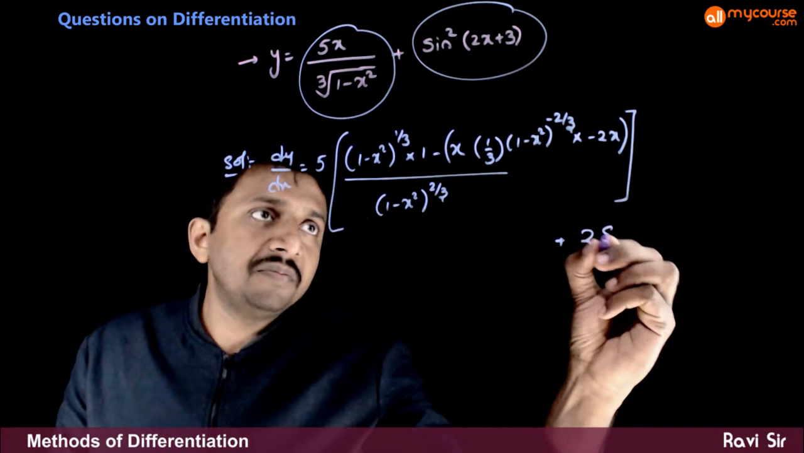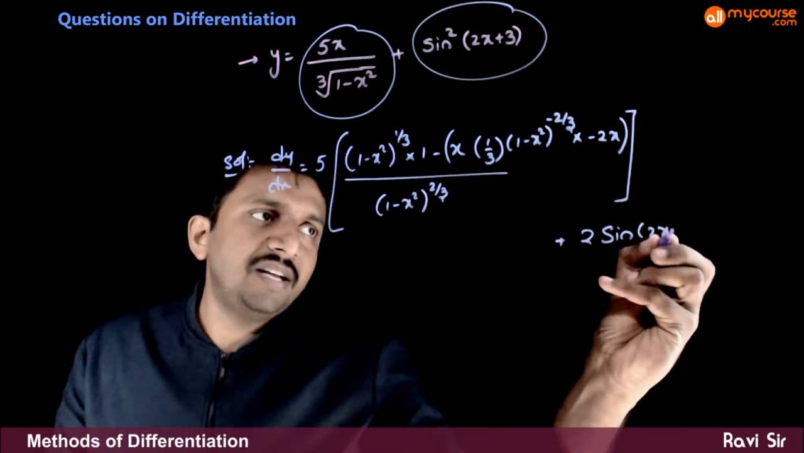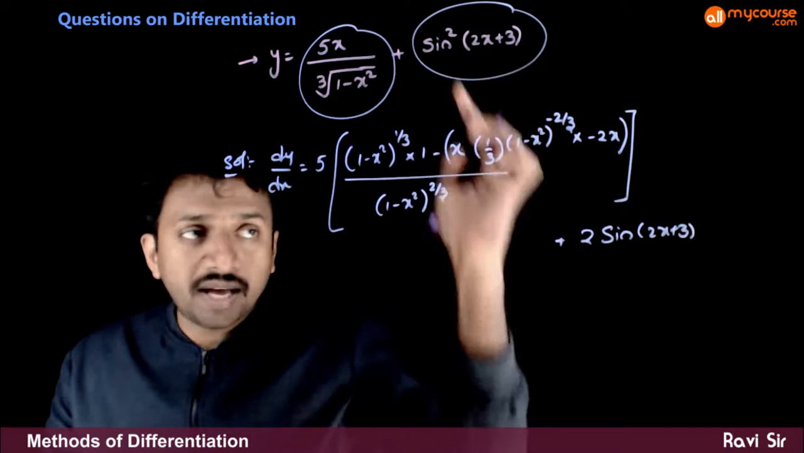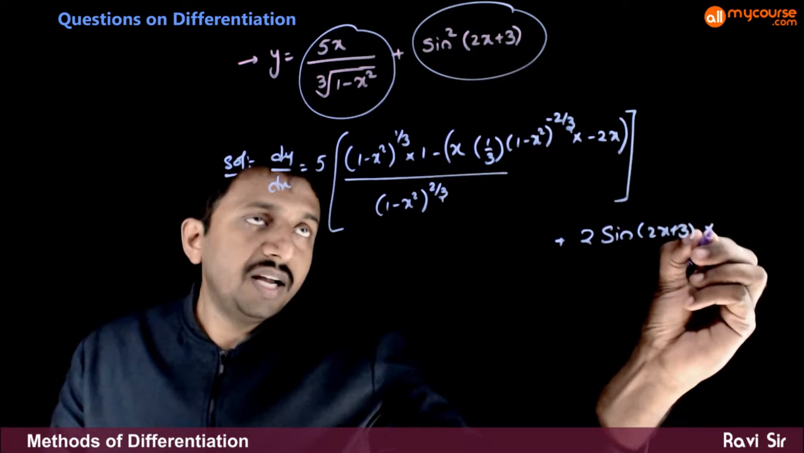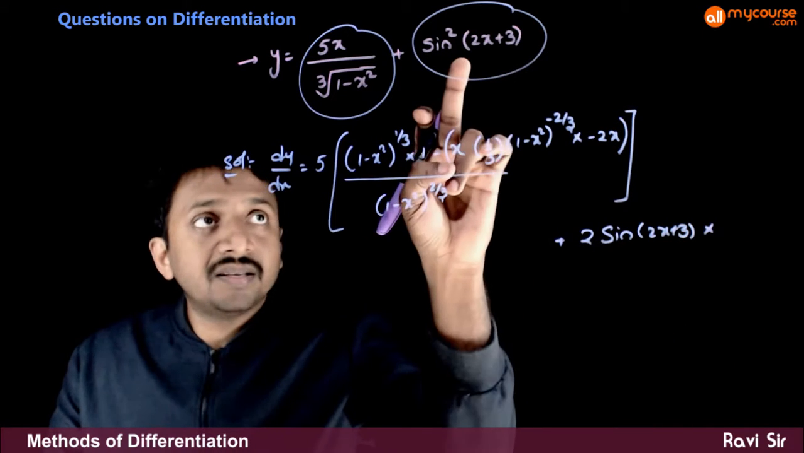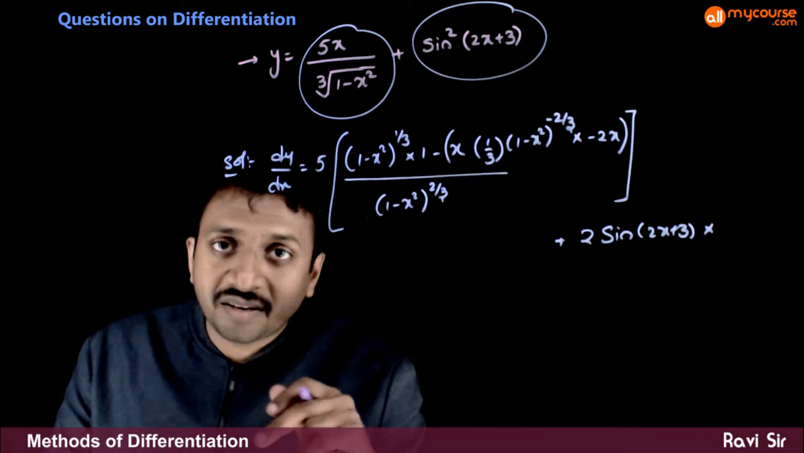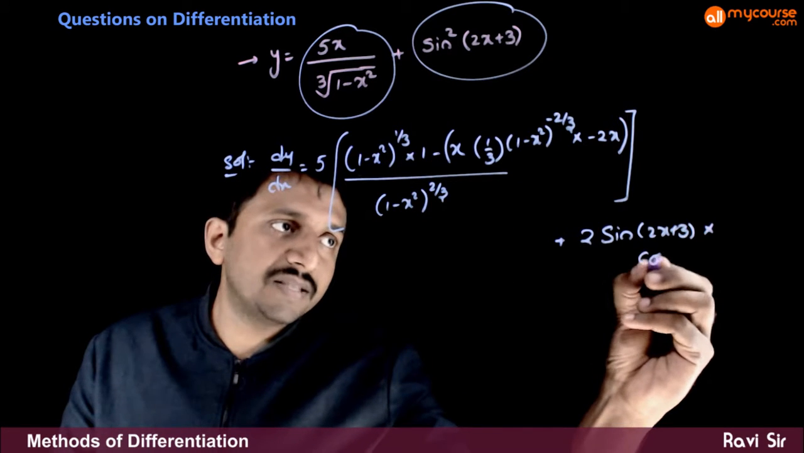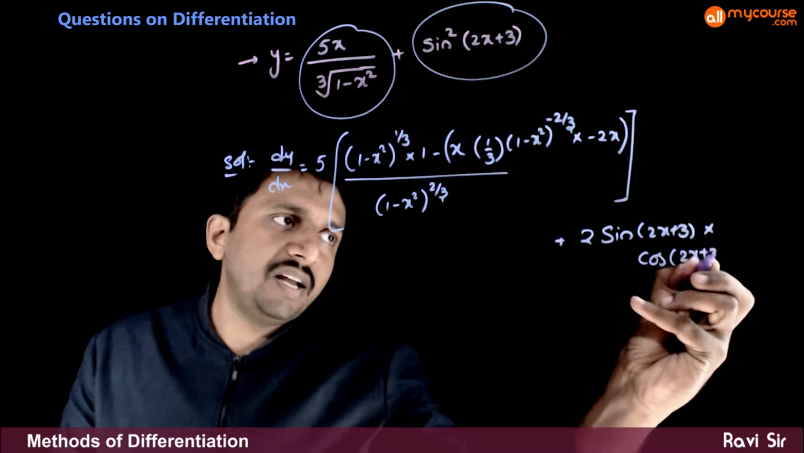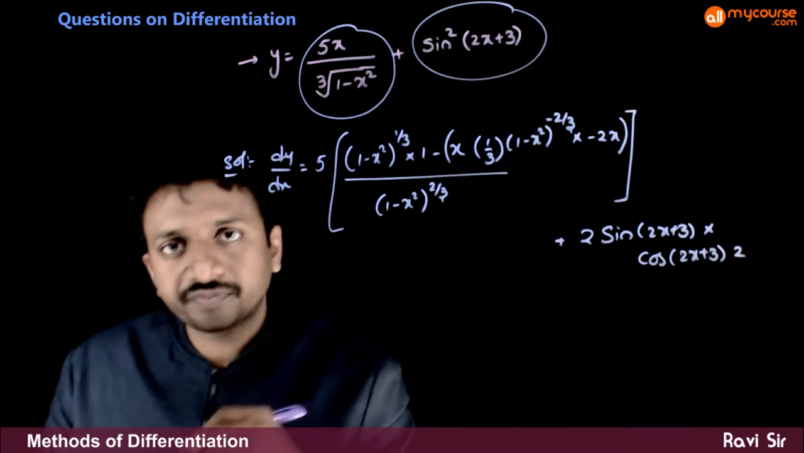Plus sine square of 2x plus 3, that is sine of 2x plus 3 whole square. So 2 times sine of 2x plus 3, something square, differentiation is 2 times something into the differentiation of something, where something is sine of 2x plus 3. So what is the differentiation of sine of 2x plus 3? Cos of 2x plus 3 times 2.